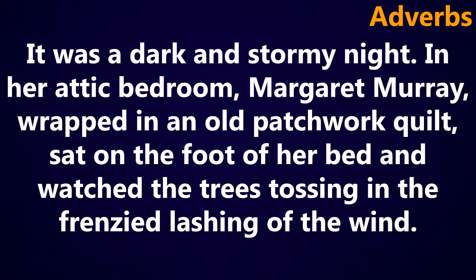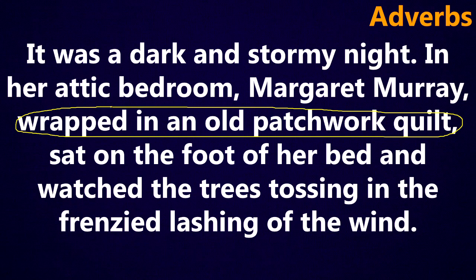The only thing really here is this phrase, wrapped in an old patchwork quilt. This is an adverb kind of phrase. It's called a participle phrase because I said wrapped is a participle. But this is describing how she is sitting on her bed and watching the trees. So it's describing the action of sitting and watching. It's describing the state that she's in. So this whole section here, this participle phrase, is actually working as an adverbial, but it is not a one-word adverb. So when you're looking at a sentence, sometimes you'll see adverbs that are one word, but if you see a phrase or a clause working like an adverb, we call it an adverbial.